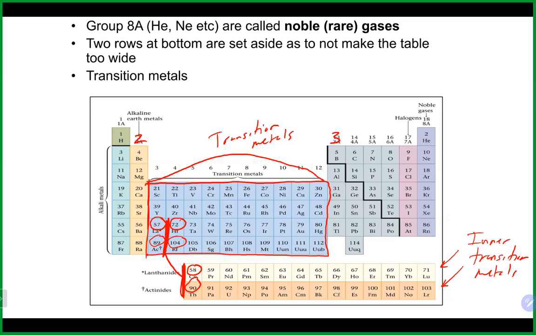Any questions on the periodic table? You need to know groups, which way they go, the numbering of the groups, the 1, 2, 3, 4, 5, 6, 7, 8. You need to know periods, which way they go. You need to know which things are metals, which ones are non-metals, and which ones are metalloids. You need to know the names of the special groups, where the alkali metals are, alkaline earth metals, the halogens, and the noble gases are located. Obviously, as well, where the transition metals are located. Any questions on that?